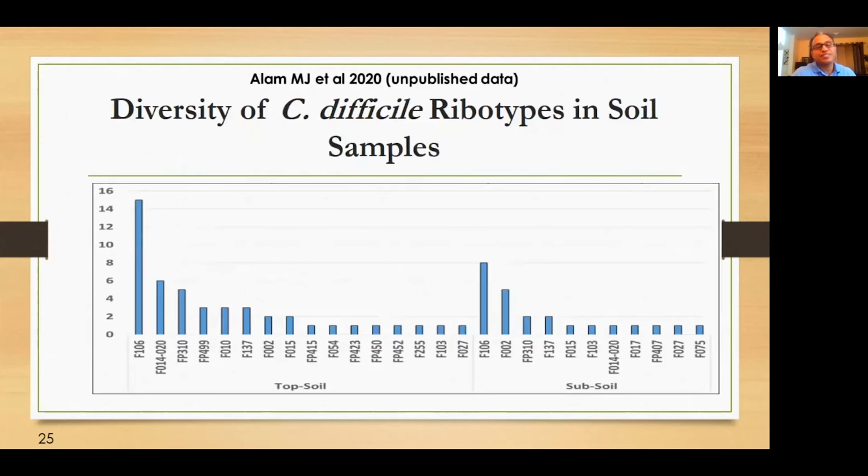And then we wanted to see again the diversity of these strains, and we found all important ribotypes in soil samples and subsoil samples. Therefore, I believe these are a good source of C. difficile infection. When we are weak, when we are taking antibiotics, we can get this infection or colonization of C. diff from many different sources.